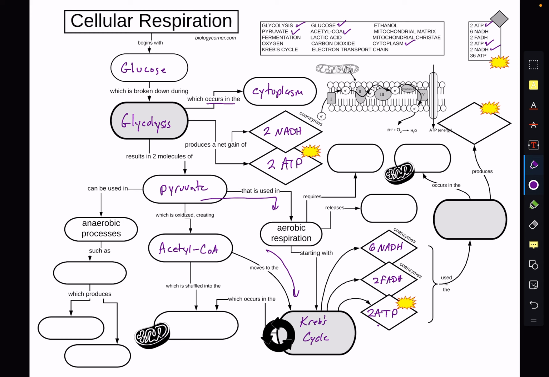Again, the main thing we're looking at is ATP. What are the big steps? How much ATP do they make? Glycolysis made 2, Krebs cycle made 2. What else happens in this stage? Well, this is where we get some carbon dioxide released. And check off some of these.